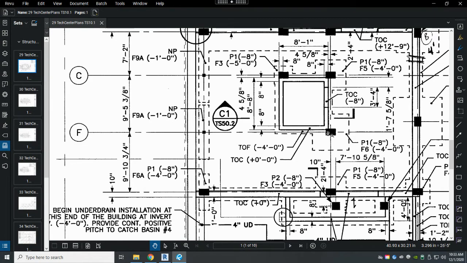So C and F are columns supporting the floor system around the elevator shaft. Okay, so that's why they're located at the left-hand side instead of the right. TOC stands for top of concrete and BOC stands for bottom of concrete.